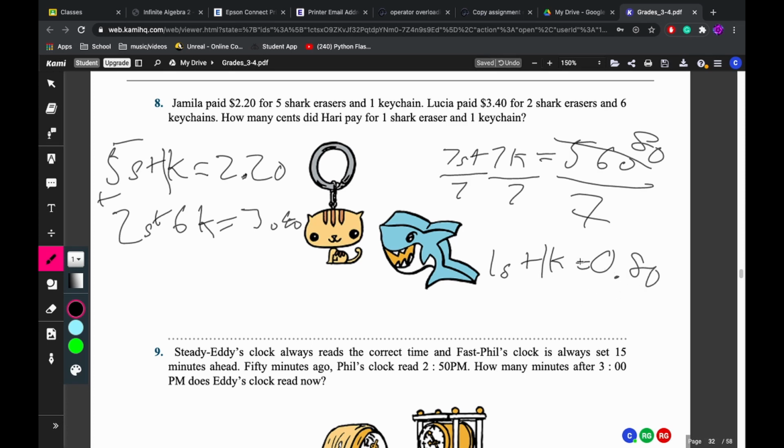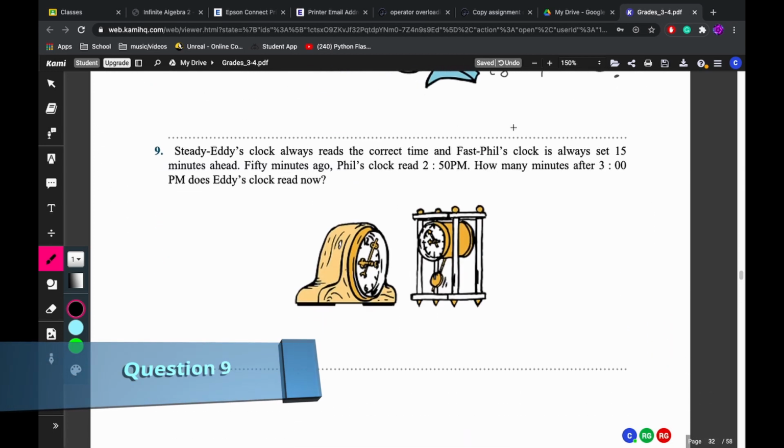Well, how? This is just 1 shark eraser plus 1 keychain. So how can it be 80? Well, that's the question: how many cents did we pay for 1 shark eraser and 1 keychain? So, moving on to number 9.